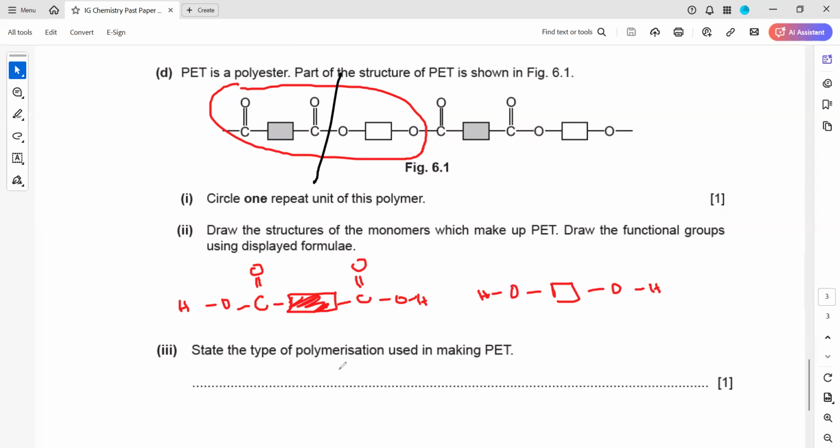State the type of polymerization. What kind of polymerization is this? This is a condensation polymerization. How many marks for part 2? Part 2 is of 2 marks. 1 mark for each structure.